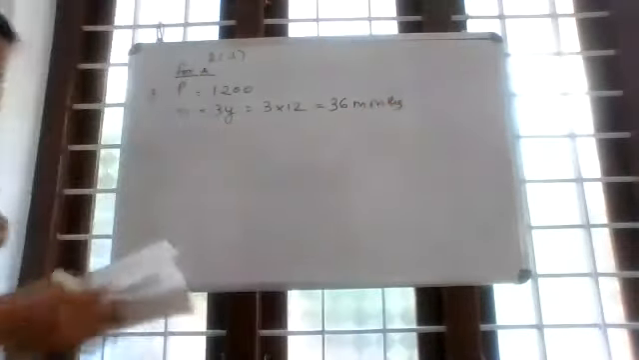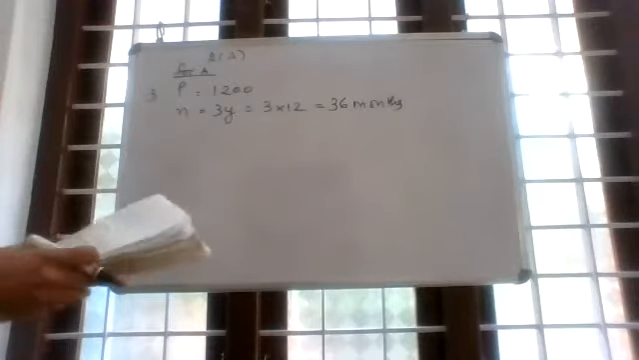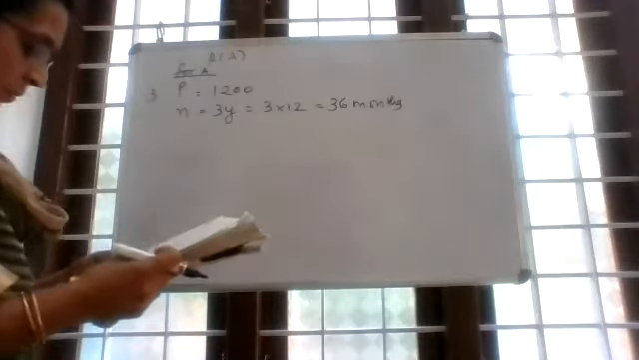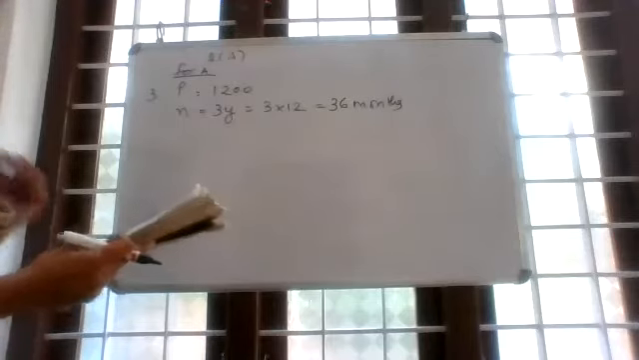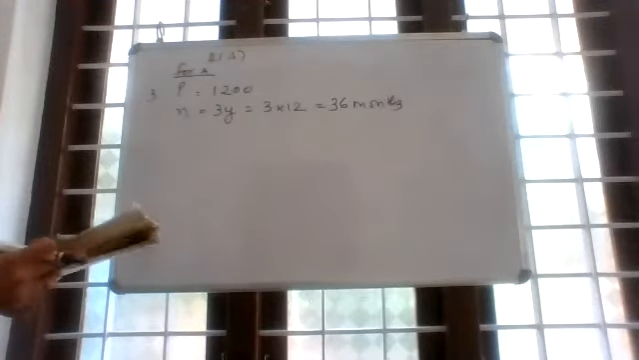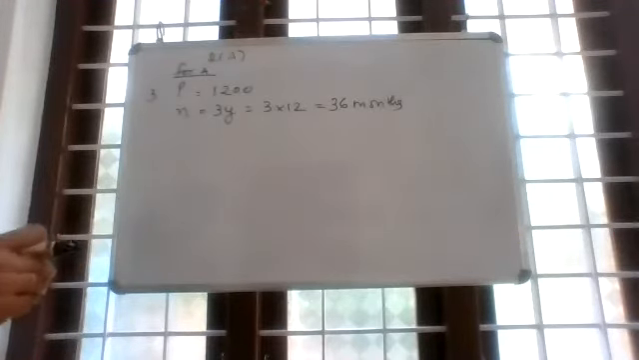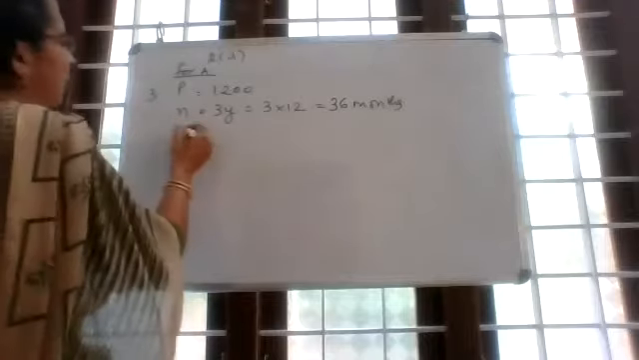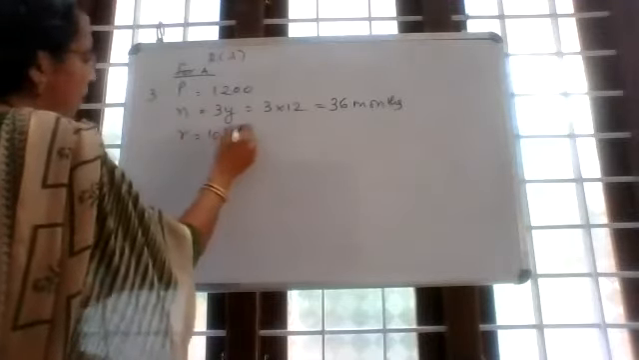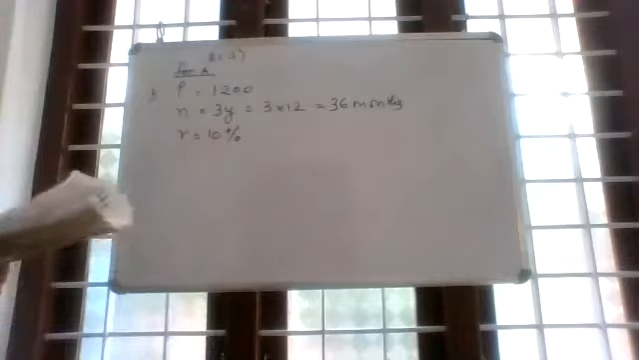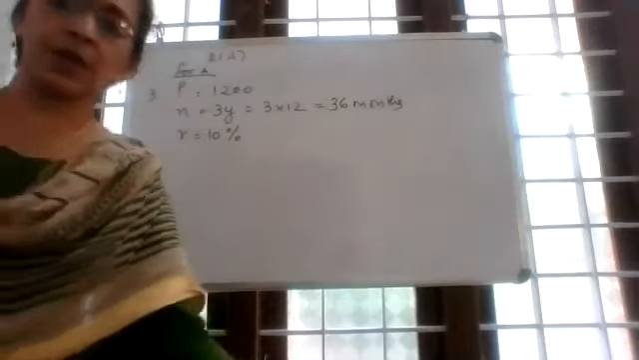Then next is R. R is how much? The rate of interest paid by the bank is 10% per annum. So for both A and B, R is equal to 10%. Next we want to find out I.